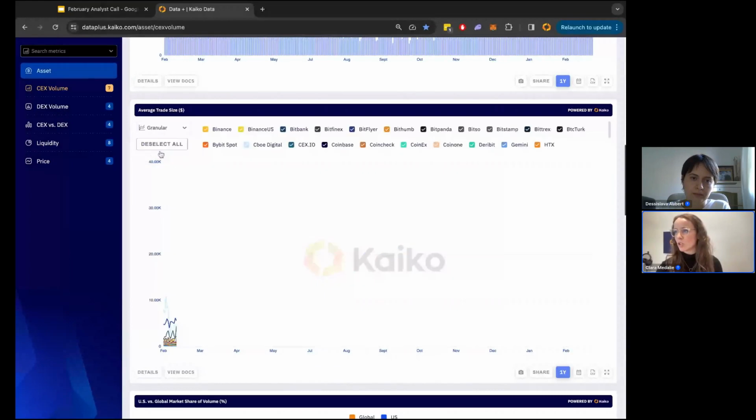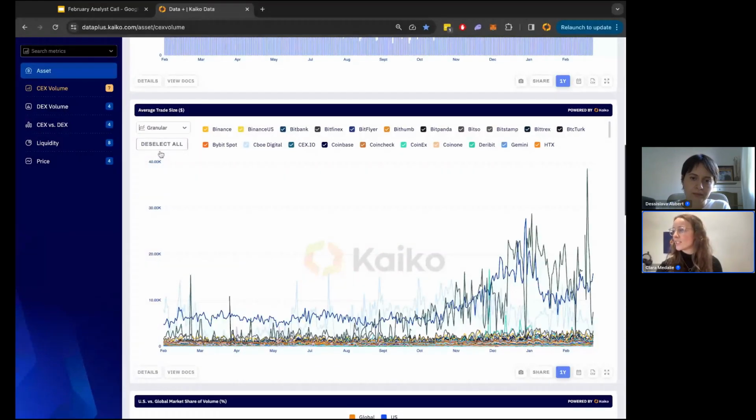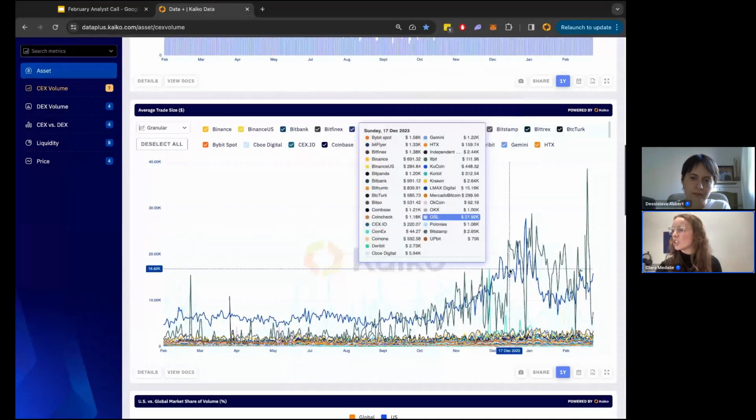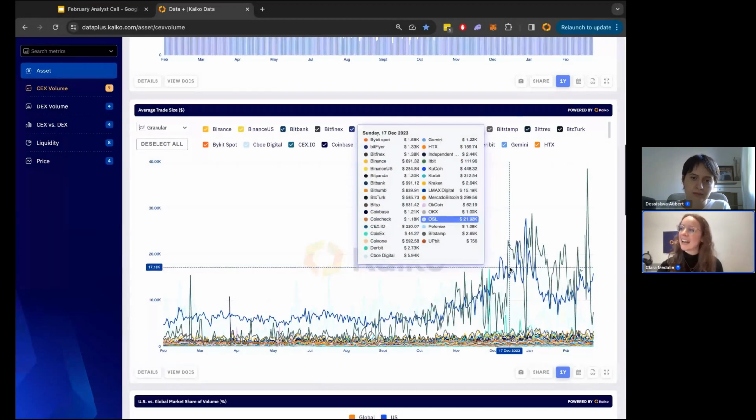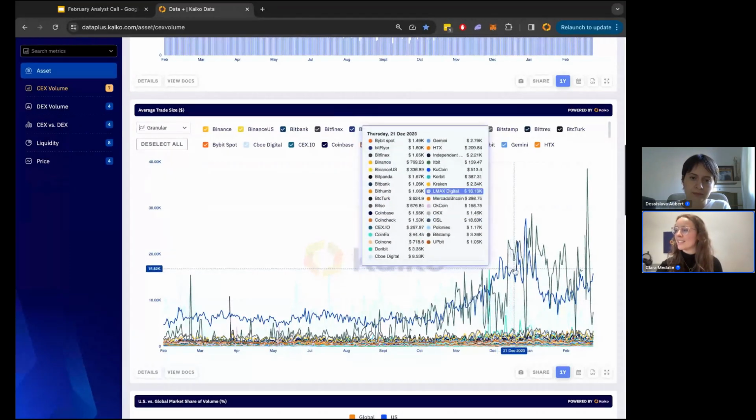So I'm now going to switch the toggle to granular. And here you see something interesting. There's a couple exchanges which have really big, abnormally big average trade sizes. I can tell you what these are. It is LMAX Digital and OSL. These two exchanges are more institutional, so it makes sense that they have, on average, higher average trade sizes.